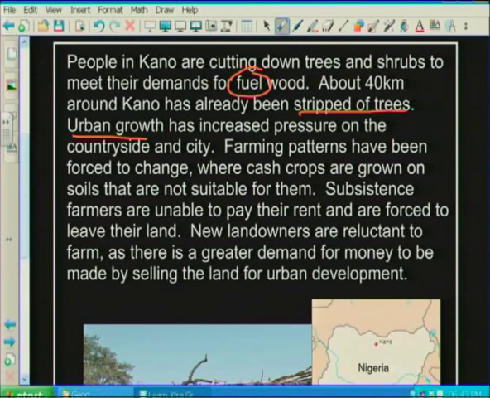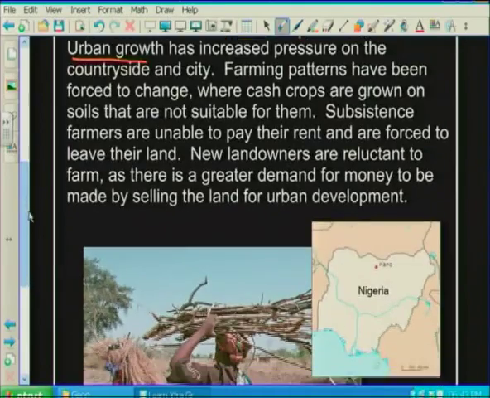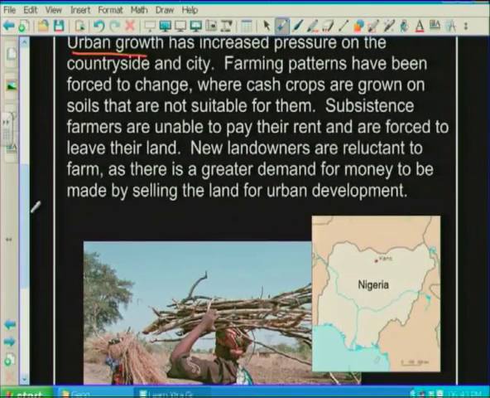Farming patterns have been forced to change, where cash crops are grown on soils that are not suitable for them. Subsistence farmers are unable to pay, right? I'm highlighting some of the key points here that you must sort of highlight or flag as issues that might be questioned. Subsistence farmers are unable to pay their rent and are forced to leave their land.